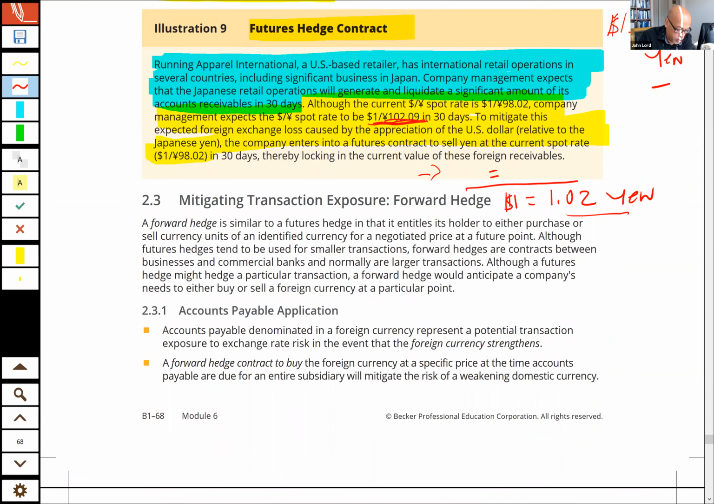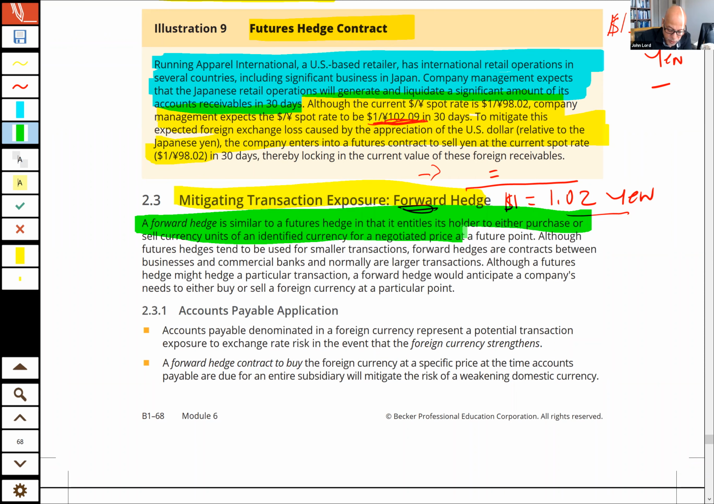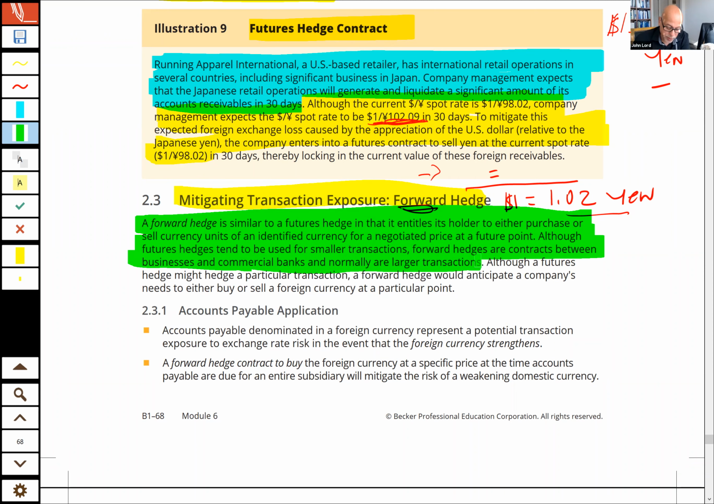Now, when we look at the situation of mitigating transaction exposure with a forward hedge, now instead of a futures hedge, it's a forward hedge. And the only difference there is we're talking about larger institutions that entitle the purchaser to sell currency units of an identified currency at a negotiated price. They're similar, but futures tend to be for smaller transactions, and forwards tend to be for larger transactions.